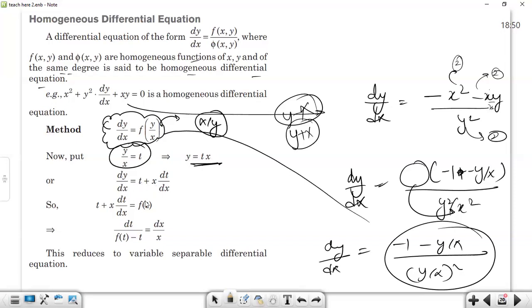Now further we'll do this or that, and we'll make the function in terms of t, and this will reduce the function to a variable separable differential equation. We will understand better when we discuss examples. Clear? Yes, sir. Please observe the slide.